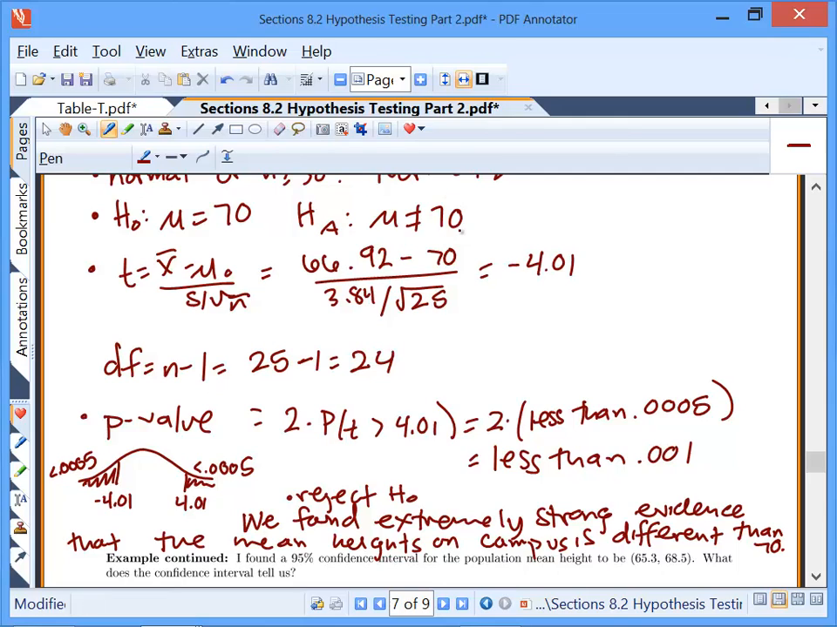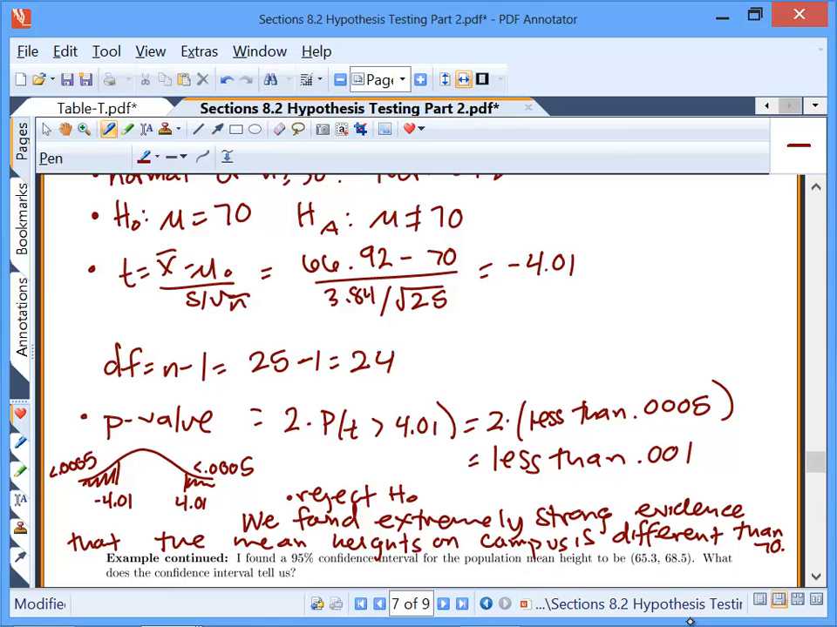because it was a not equal to, my alternative was that mu is not equal to 70, I needed both tails, and the probability in just one tail was less than 0.0005. So when I double that, it's less than 0.001. It might be much smaller than that, but all I know from this table is that it is less than 0.001, which is a small p-value, so I rejected the null hypothesis.